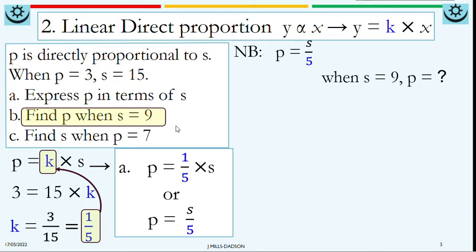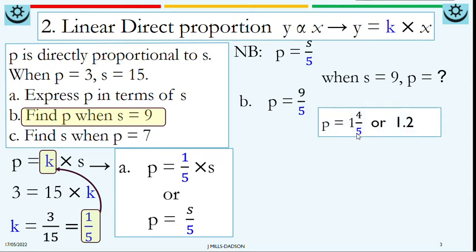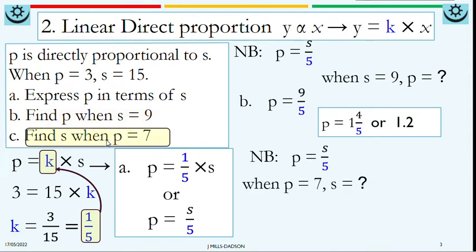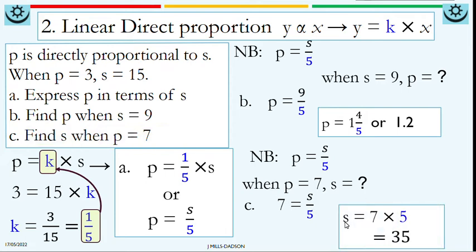So what this actually means is that, given this as the formula, if S is 9, what will be P? Substitute 9 in place of S. So P is 9 over 5, or 1 whole 4 over 5, or 1.8. Whichever answer that you write is correct. Now this side means, given this formula, if P is 7, what is S? Substitute 7 in place of P. Simple equation, we multiply both sides by 5, and S will be equal to 35. So this is the linear direct proportion.